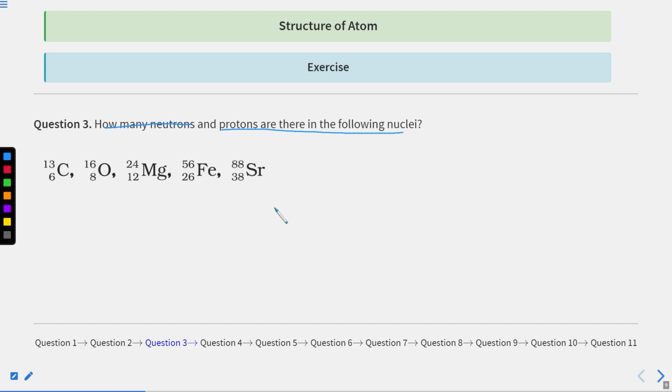We have to calculate the number of neutrons and protons. So let us do it. So it is very easy to do it. For that you have to know the formula, which is given as number of neutrons is equal to atomic mass minus atomic number. So here the number of neutrons will be, so I am writing it with, say, number of neutrons, Nn, for carbon.